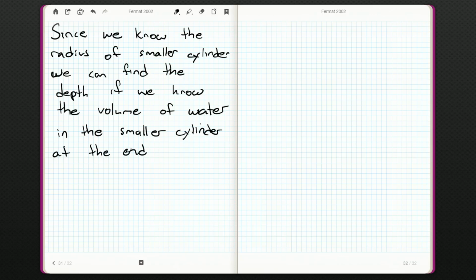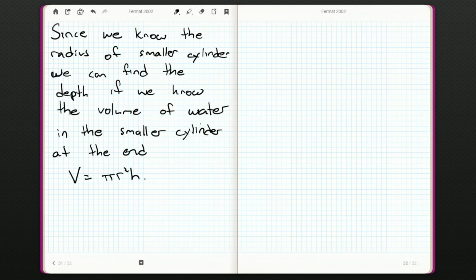Okay. So we know enough about the smaller cylinder that if we knew how much water was in it at the end, we could figure out the depth. Because we know the formula in a cylinder, volume is pi r squared h, where r is the radius and h is the depth. So if we know two of these things, the volume and the radius, we could figure out the height.